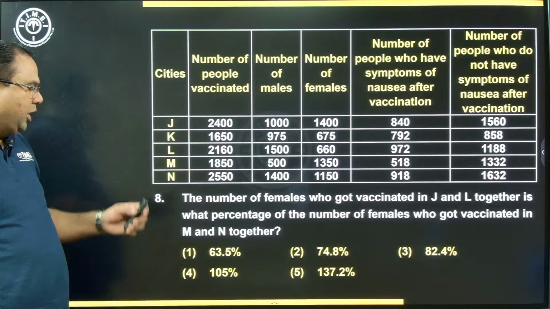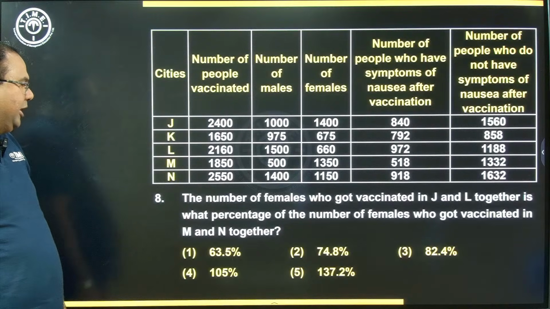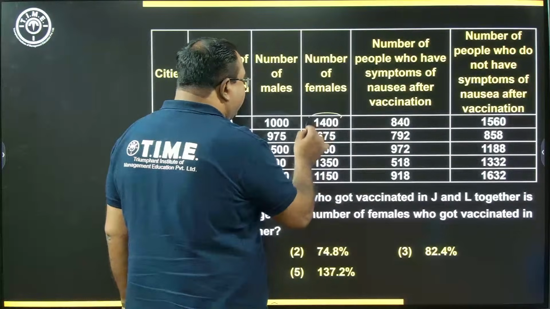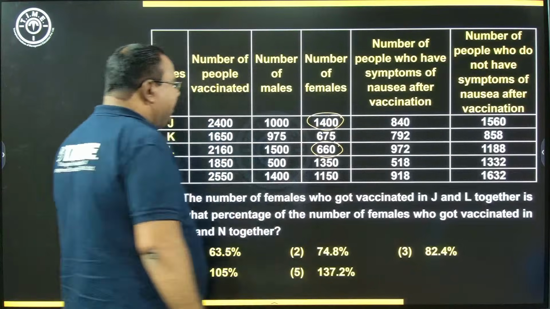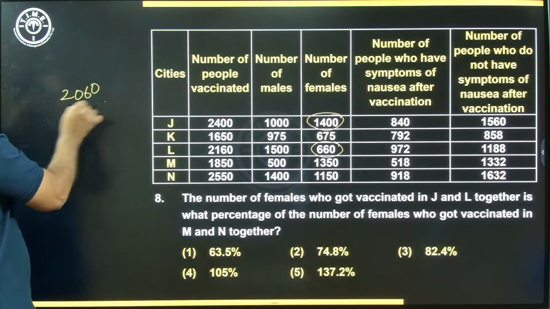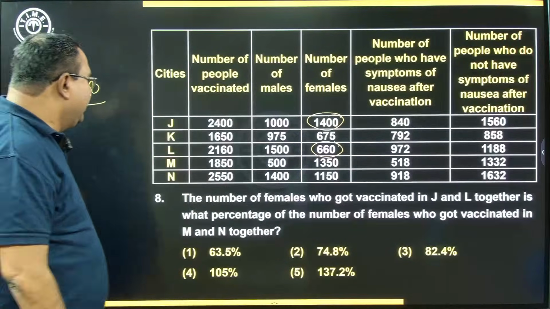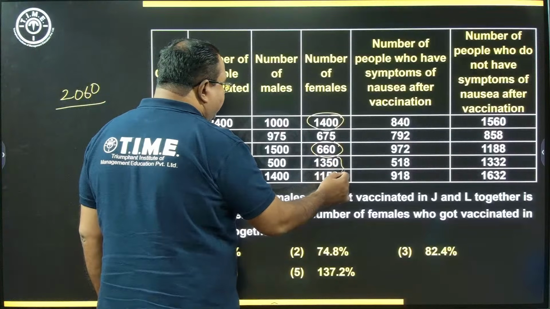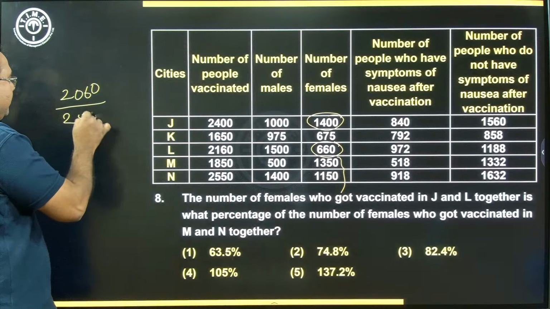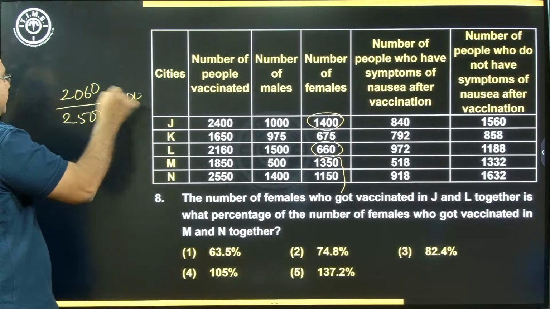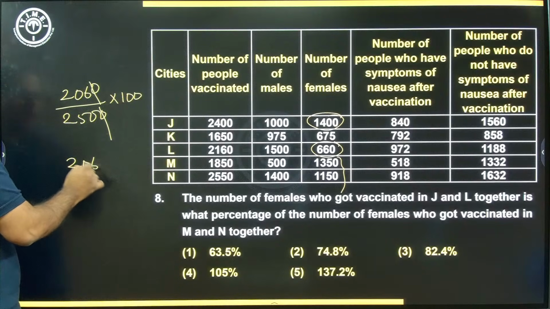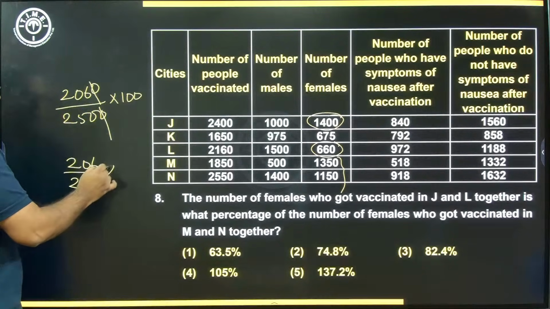The number of females who got vaccinated in J and L together. Okay. Females who got vaccinated in J and L: 1400 plus 660 is 2060. 2060 is what percentage of the females who got vaccinated in M and N together? M and N, add this. So it will be 1400 plus 1100, 2500, into 100. Simple. It is 206 by 250 into 100.